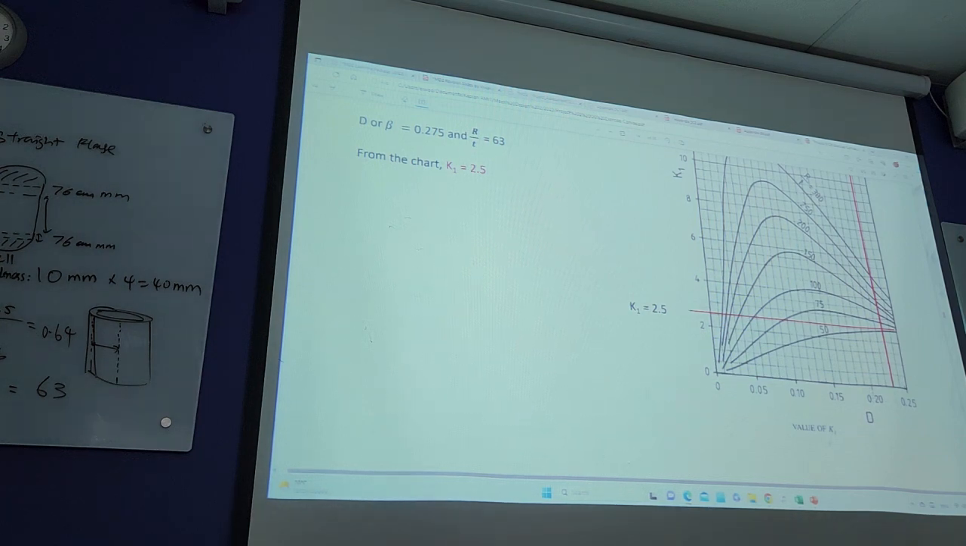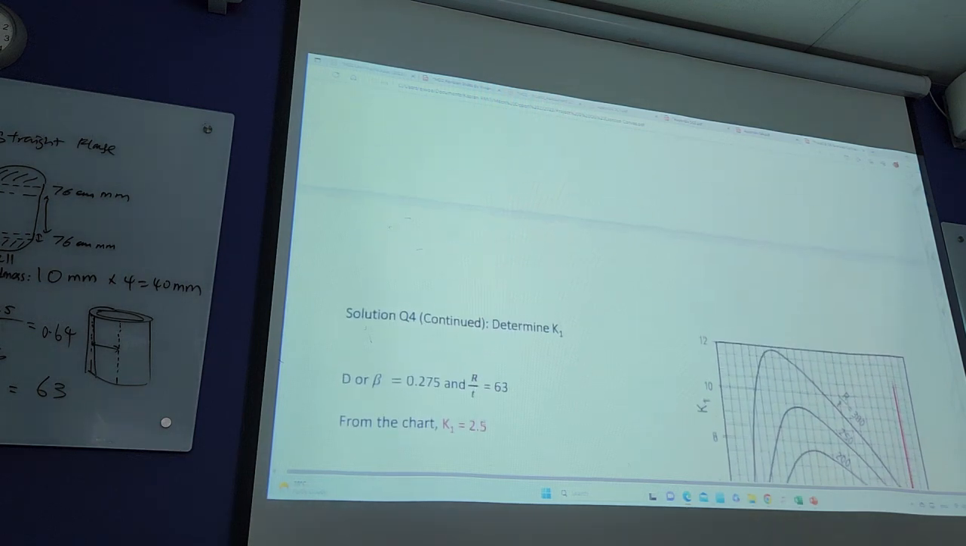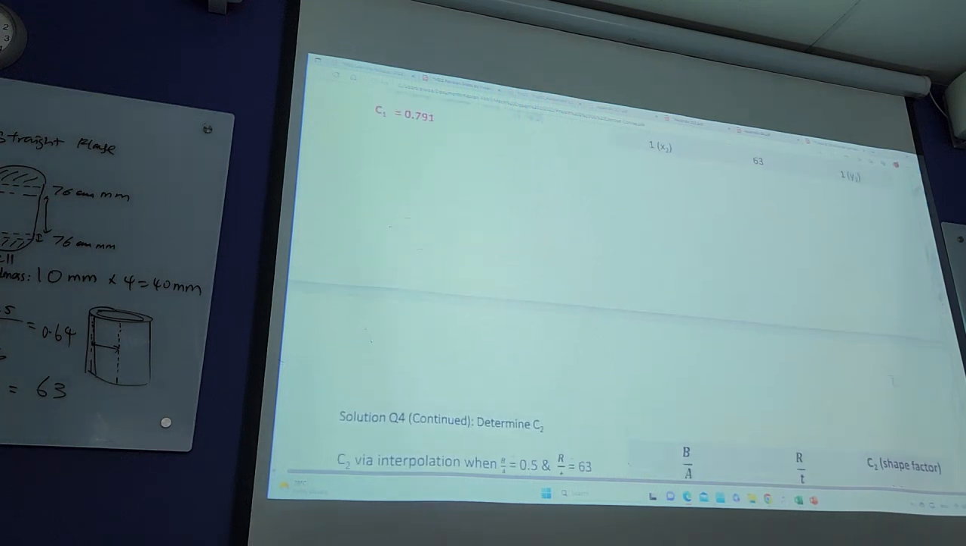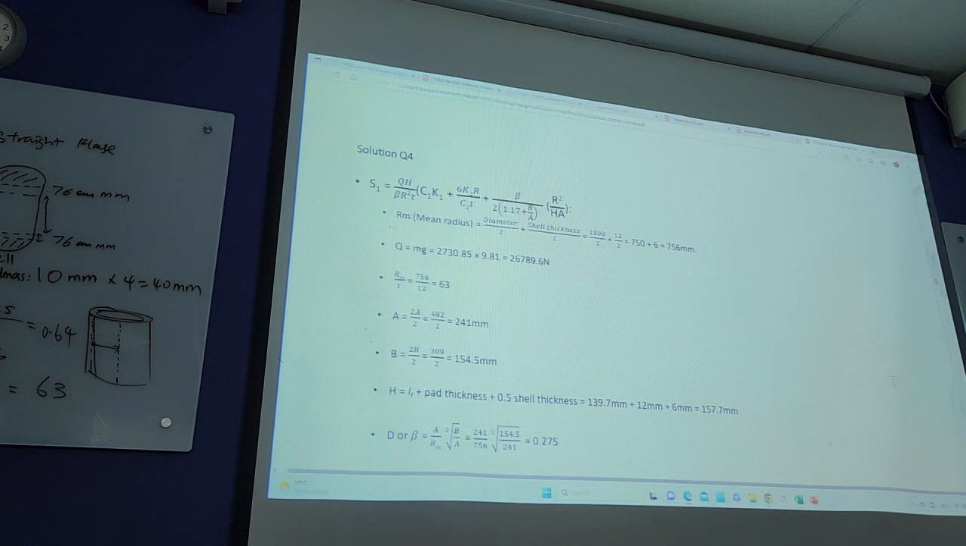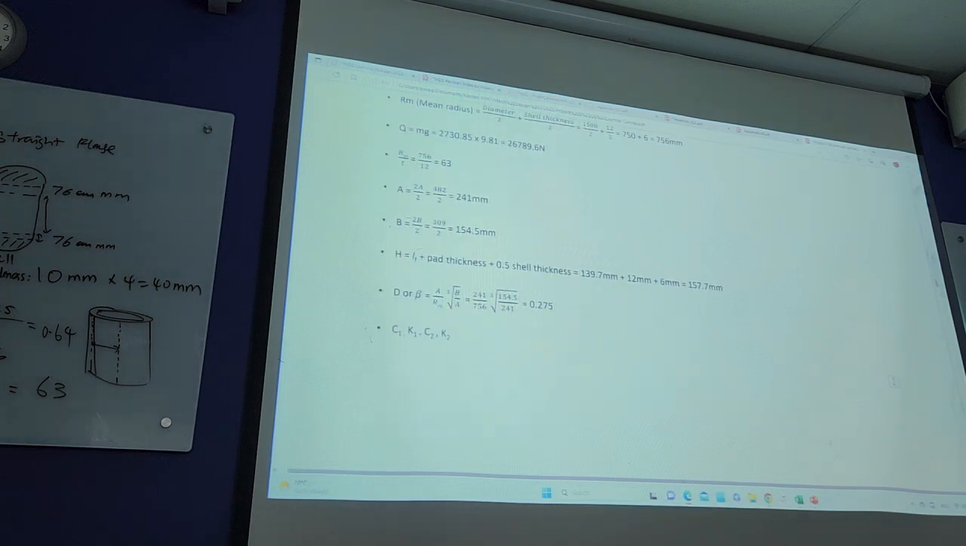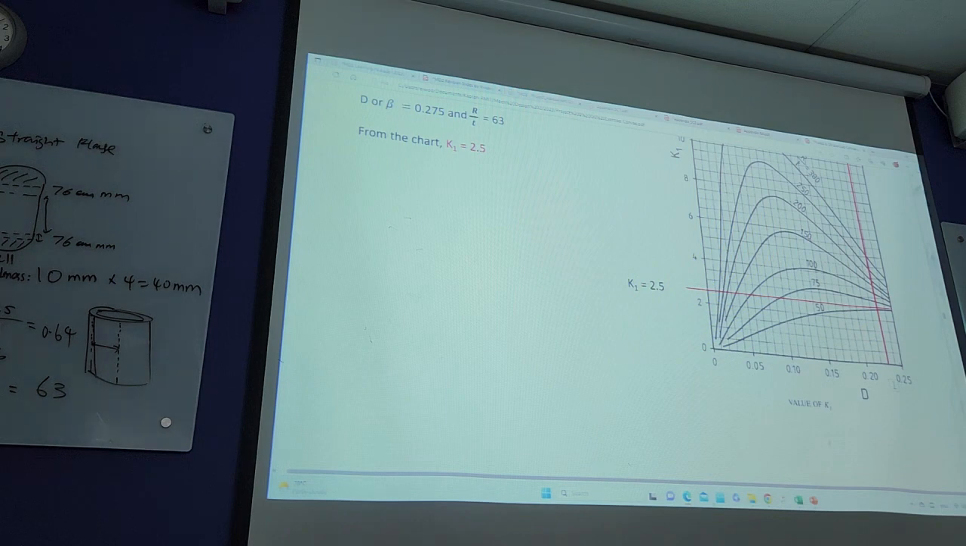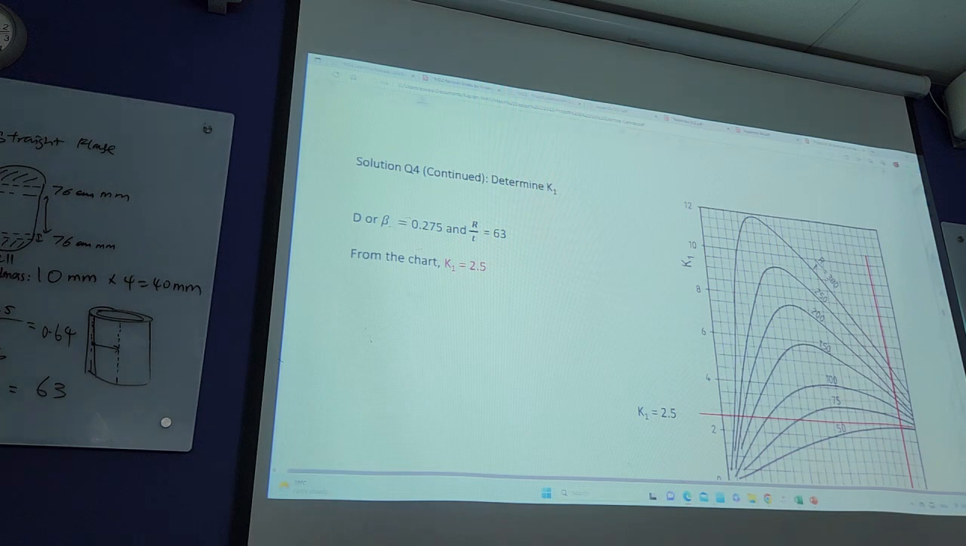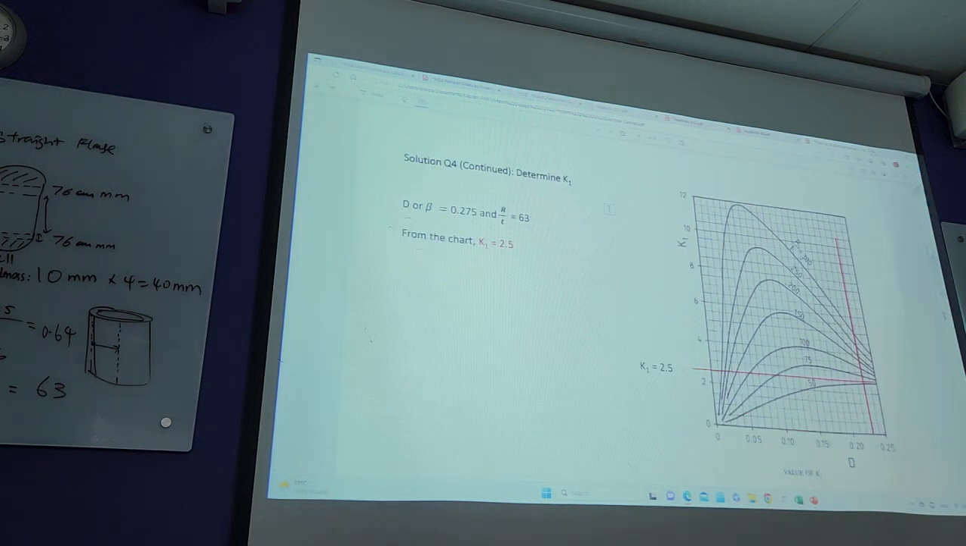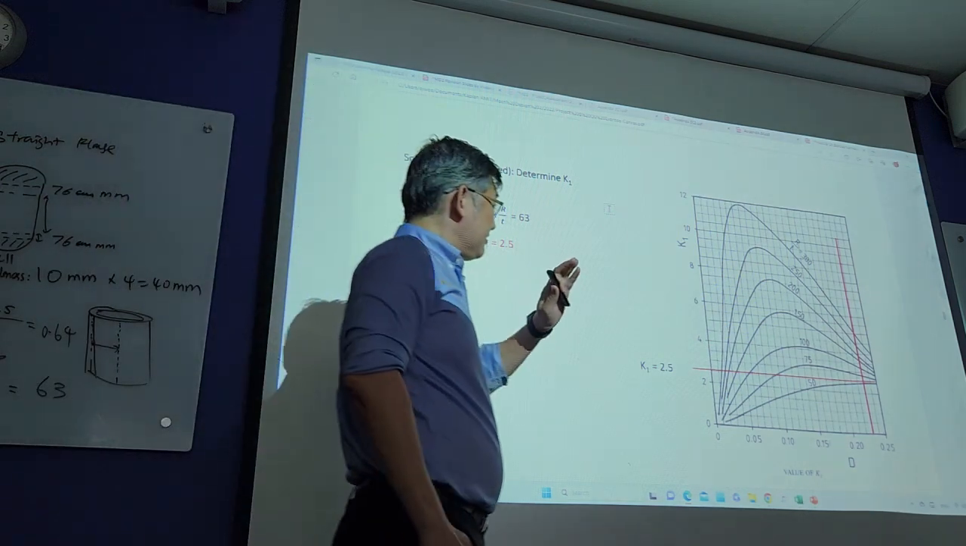The biggest on this axis is 0.25, so 0.275 is not within range. Yeah, it's 0.23. My apologies. I think this is not the exercise that I actually derived. But okay, so the idea is this.